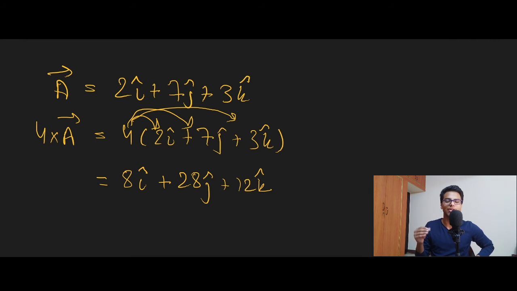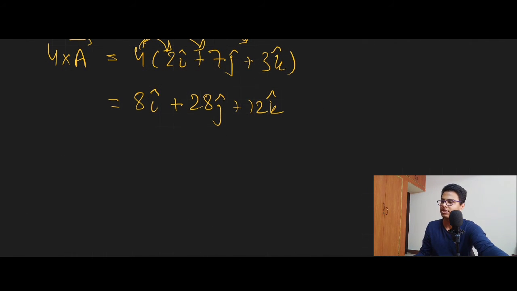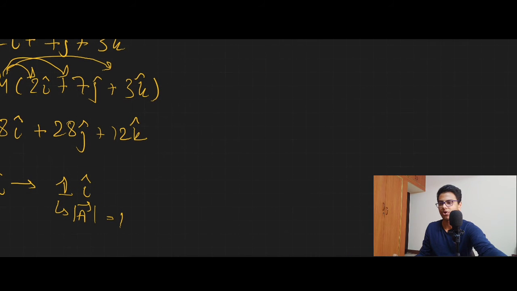So multiplying a scalar with a vector is very, very simple. You just have to multiply it with each of its components, right? And if you want to see it visually, how would this look visually? Let's say we have a vector as i cap. When it's written i cap, this basically means 1 i cap, which means the magnitude of the vector is equal to 1, right? So if we draw this in the Cartesian plane, let me make the Cartesian plane.